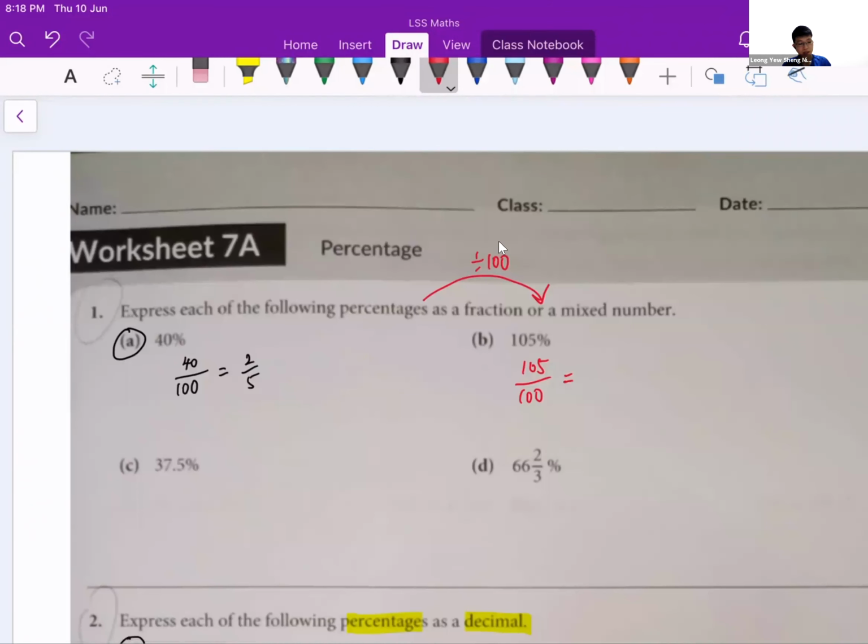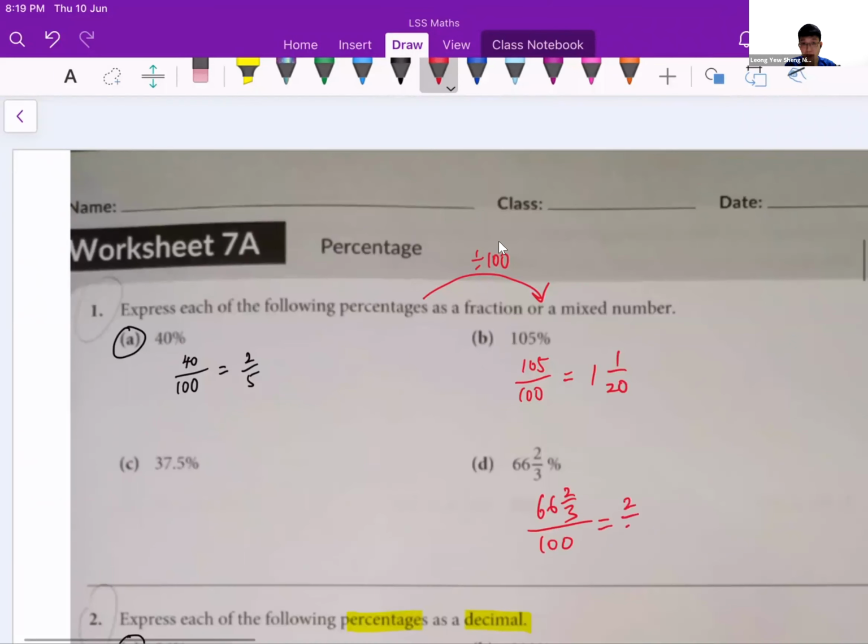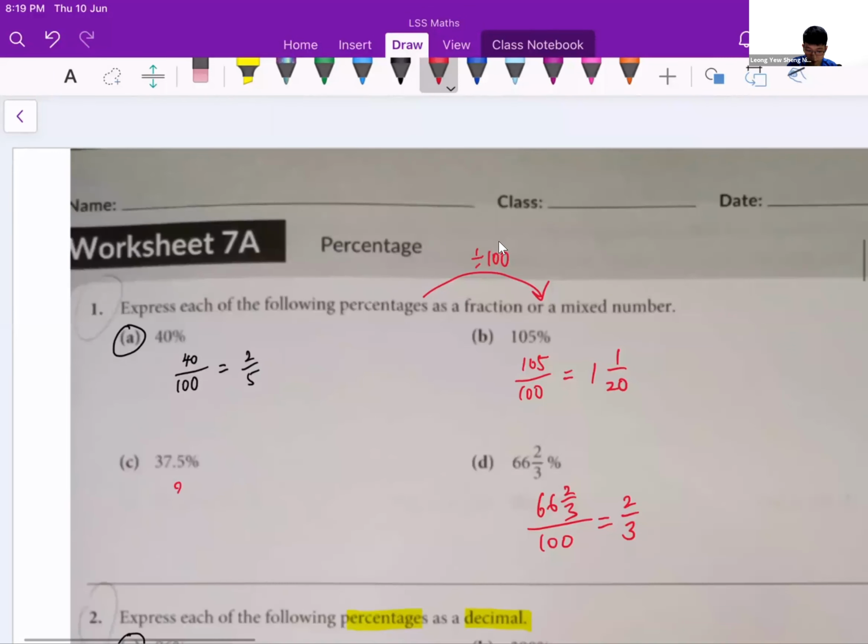Whenever we have such fractions, we must always remember to convert it to the simplest form. So in this case, it will be 1 whole and 1 over 20. So this one will be our answer. The rest also the same. We divide by 100. Just put it into a calculator, and it will tell you the simplest fraction. It is 2 over 3. The last one, 37.5 over 100. Use your calculator to help you convert, and you get 3 over 8.